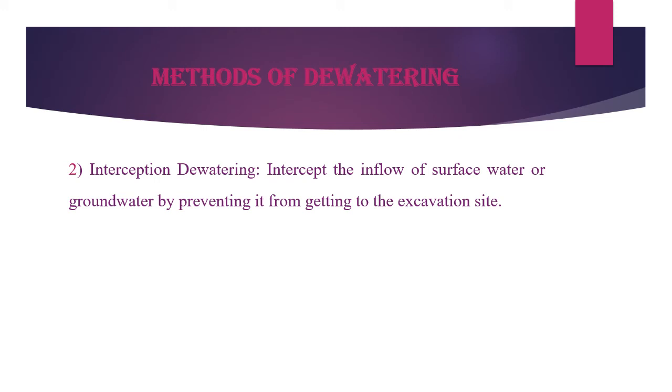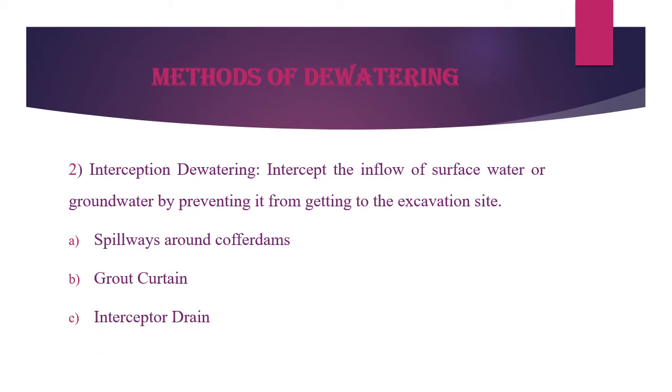It intercepts the flow of surface water or groundwater, preventing it from getting into the excavation site. It is again subdivided into spillways around coffer dams, and grout curtain. It is used under dams to prevent seepage erosion and to reduce the leakage through the dam foundations. And the third one is interceptor drain. So the interception dewatering is mainly done by means of spillways, grout curtain and interceptor drain.